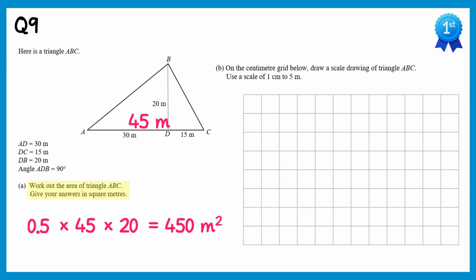For the second part of the question, we need to draw this shape on the centimetre grid as a scale drawing, and we've been given a scale. 1 centimetre is going to represent 5 meters. So every centimetre that we draw on this grid will represent 5 meters of the triangle.